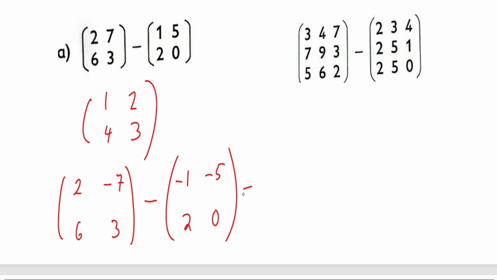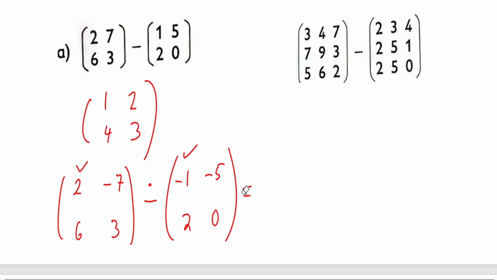Again, it's very, very easy. 2 minus negative 1. Remember, it's 2 minus negative 1. So therefore, the minus and the minus becomes a positive 1. So it's just saying 2 plus 1, which gives you 3. So 2 minus negative 1 is just 2 plus 1, which is 3.